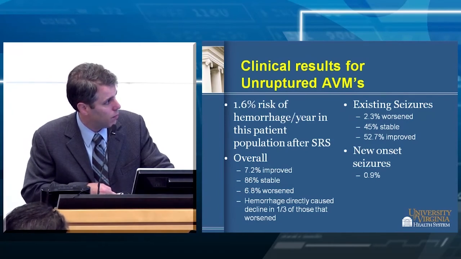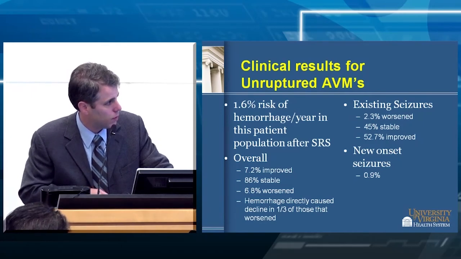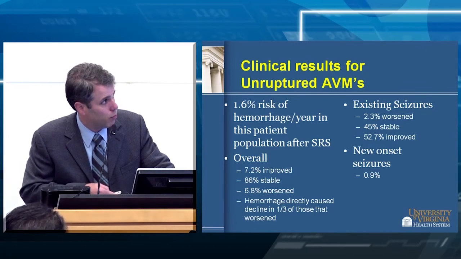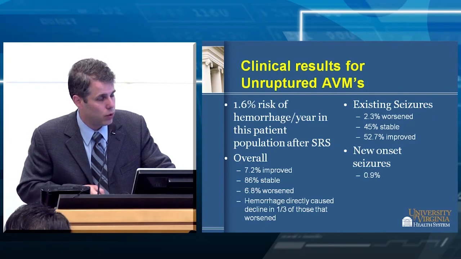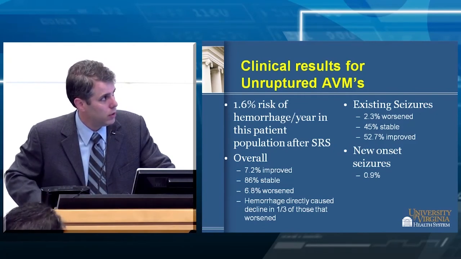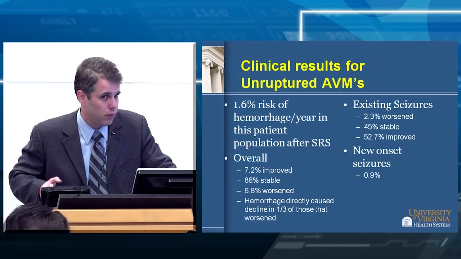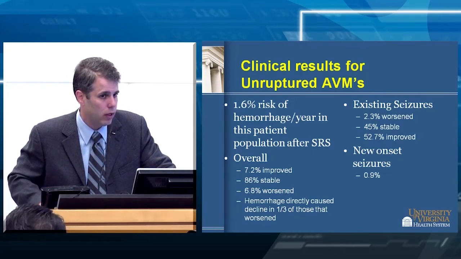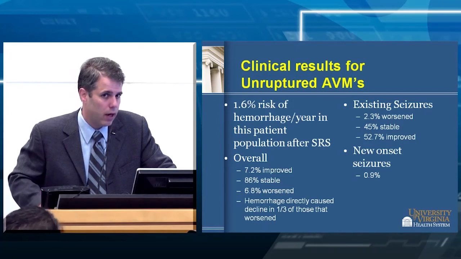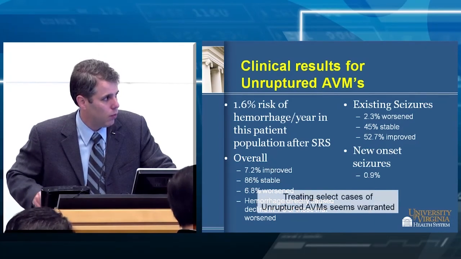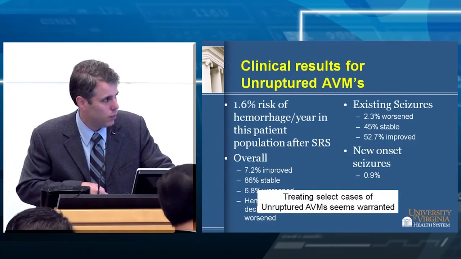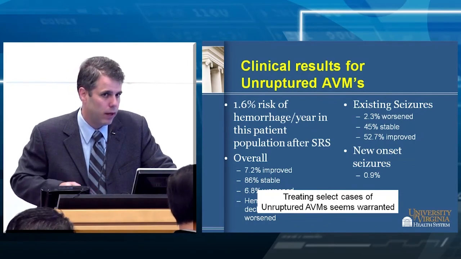Symptomatically, again, we saw patients largely improve with regard to presenting symptoms, which are oftentimes seizures. We did see seizure improvement in nearly 52% of patients. New onset seizures associated with radiosurgery occurred in less than 1% of this series of 444 patients. So in large part, a pretty successful outcome, symptomatic improvement in the vast majority. Now, granted, this was a retrospective study, not a prospective one, and there's selection bias. Obviously, it was one that we seem to think, though, that treating select cases with unruptured AVMs may be warranted, despite the ARUBA trial data.